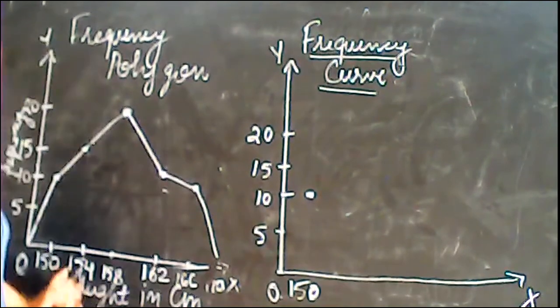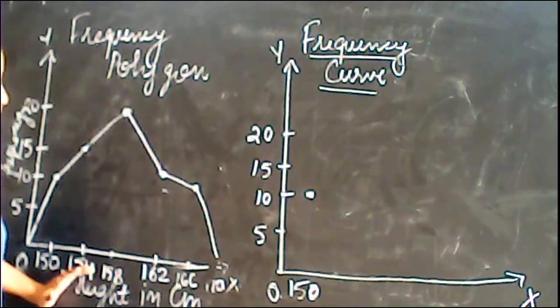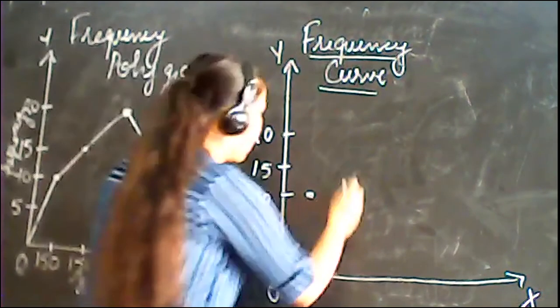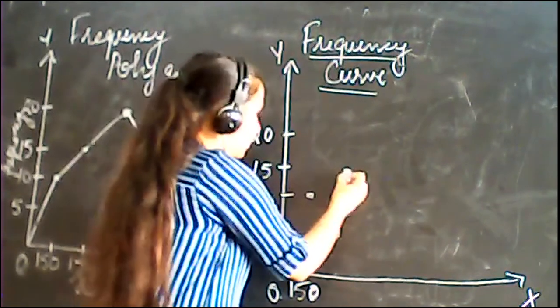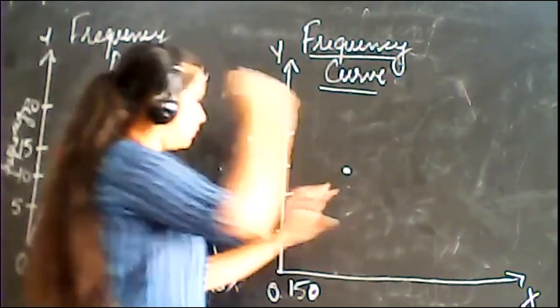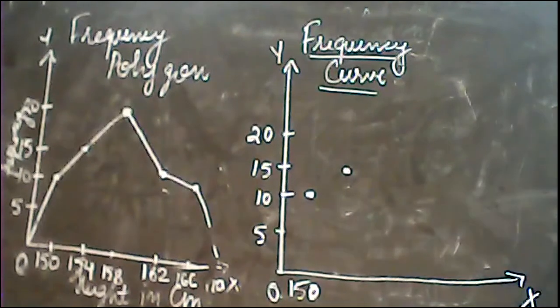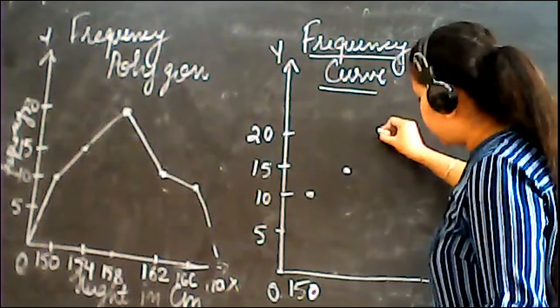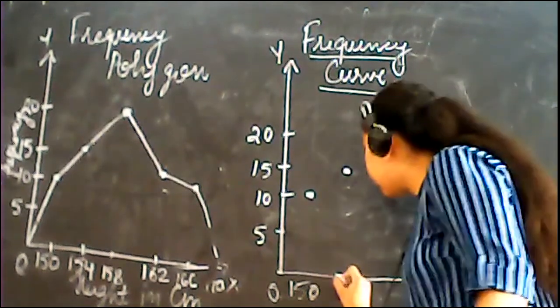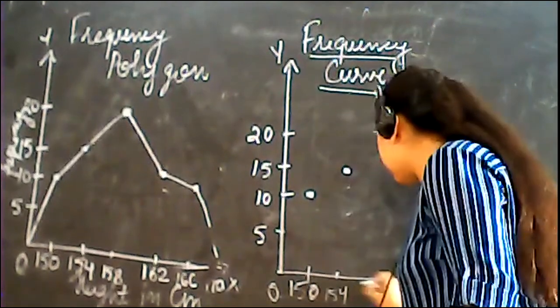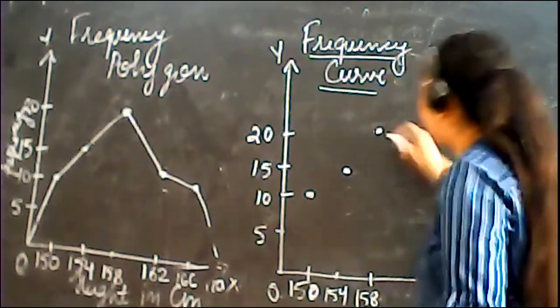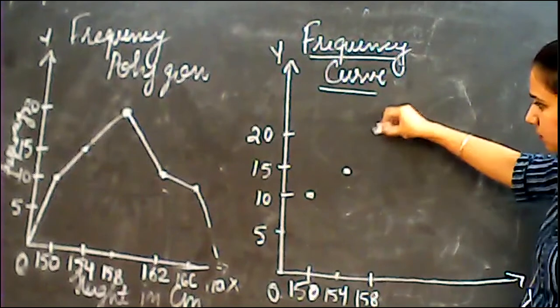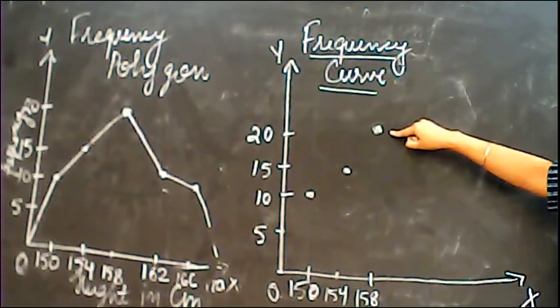The next one, look at your statement, is 154 to 158 and we have 15 over here, so we will plot 15 here. The next class interval is 154 to 158 and we have 20, so we'll mark 20 here. We will write 158 here. So we have plotted the point 20. You have to plot it like this and highlight it well.